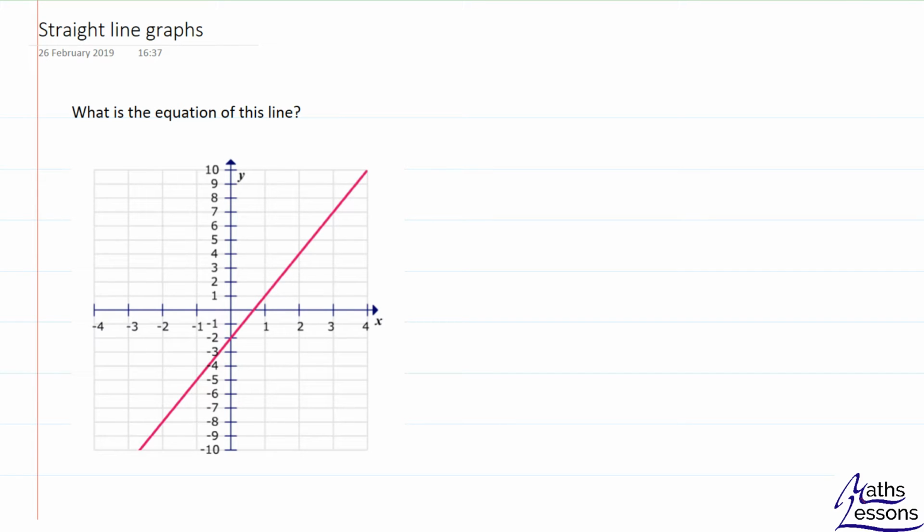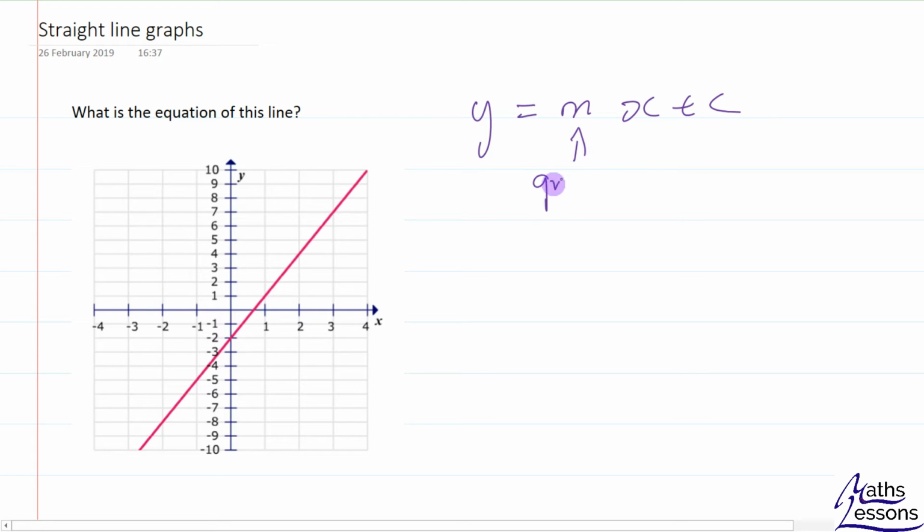Okay, so here we go. Equation of a straight line. If you've got something like this where you can see where it crosses the y-axis, we can use y equals mx plus c as our way of doing this. m is the gradient, and c is where it crosses the y-axis, or the y-intercept. Where it crosses the y-axis is -2, so we now know that c is -2.